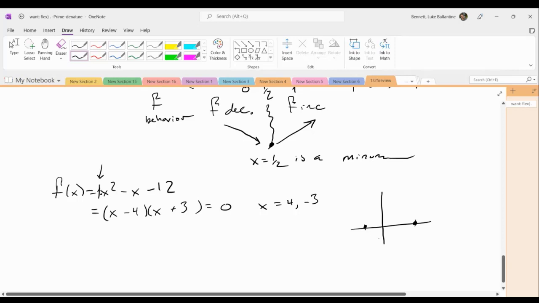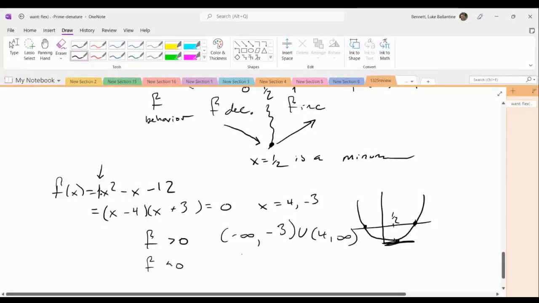So then the graph looks like this, with the minimum occurring at 1/2. And so this tells us where it's positive. f is positive on negative infinity to negative 3 union 4 to infinity, and f is less than 0 on negative 3 to 4, and then f is greater than or equal to 0 on negative infinity to negative 3 with a hard bracket, union 4 to infinity.